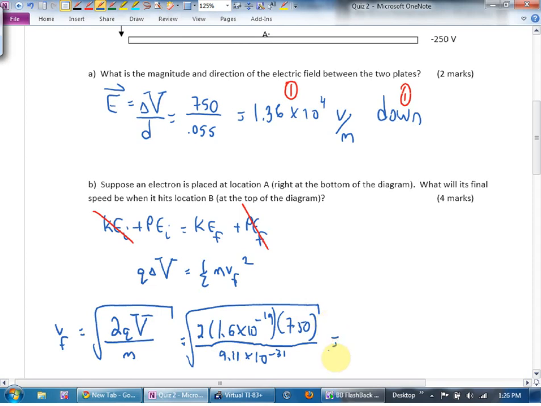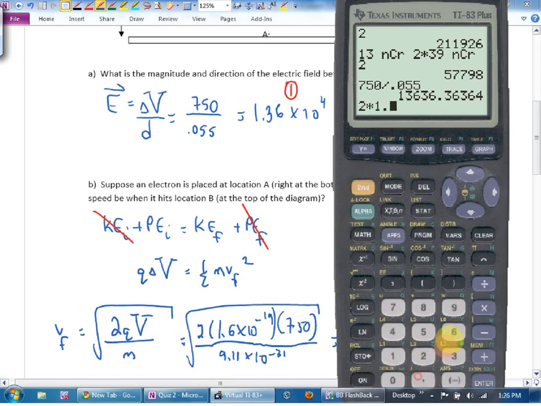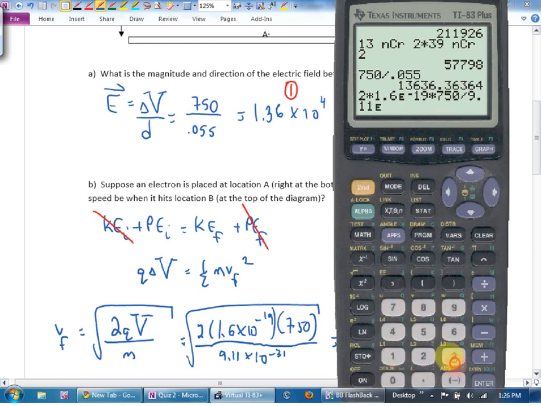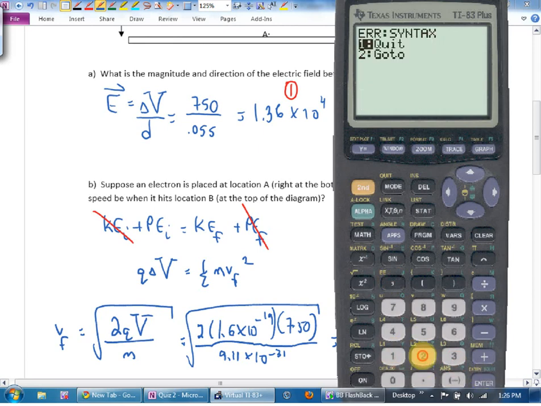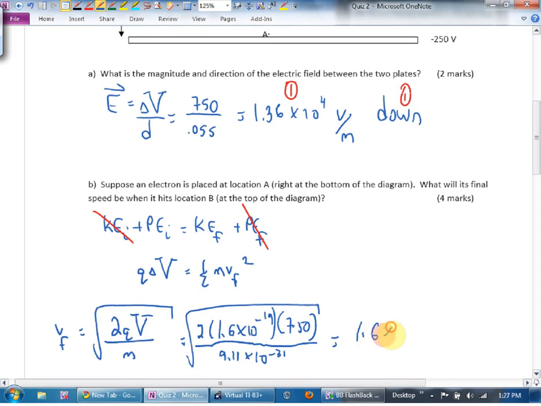And when you crunch the numbers, what do you get? 2 times 1.6, scientific notation button, negative 19 times 750, divided by 9.11 times 10 to the negative 31. What did I do wrong there? Oh, too big. Square root. Do you get 1.6 times 10 to the 7th? Yes. 1.6 times 10 to the 7th meters per second. If you got that, you get full marks. Otherwise, I would probably go something like one mark for that, one mark for that, one mark for that, and one mark for your answer.